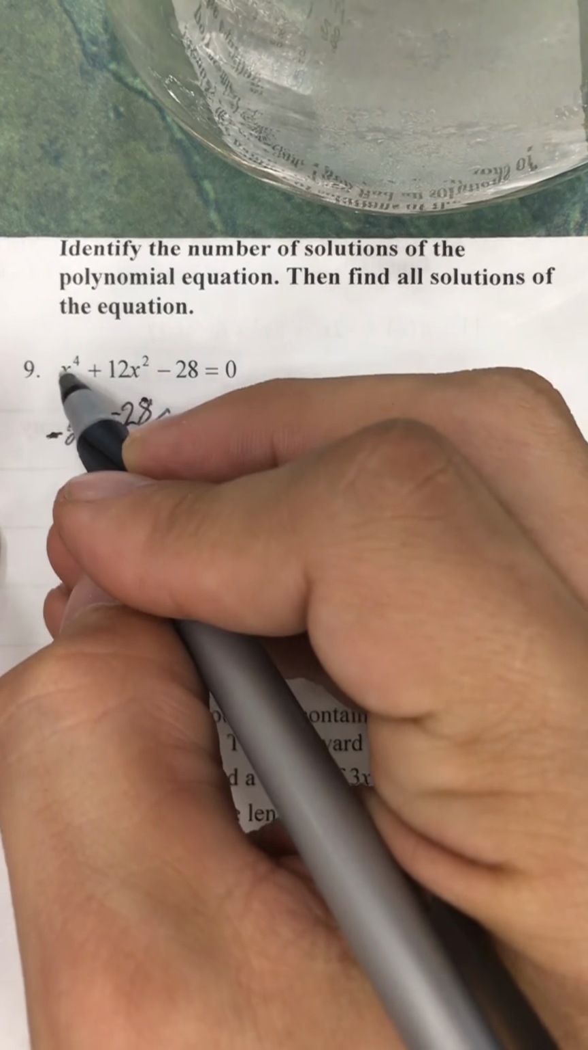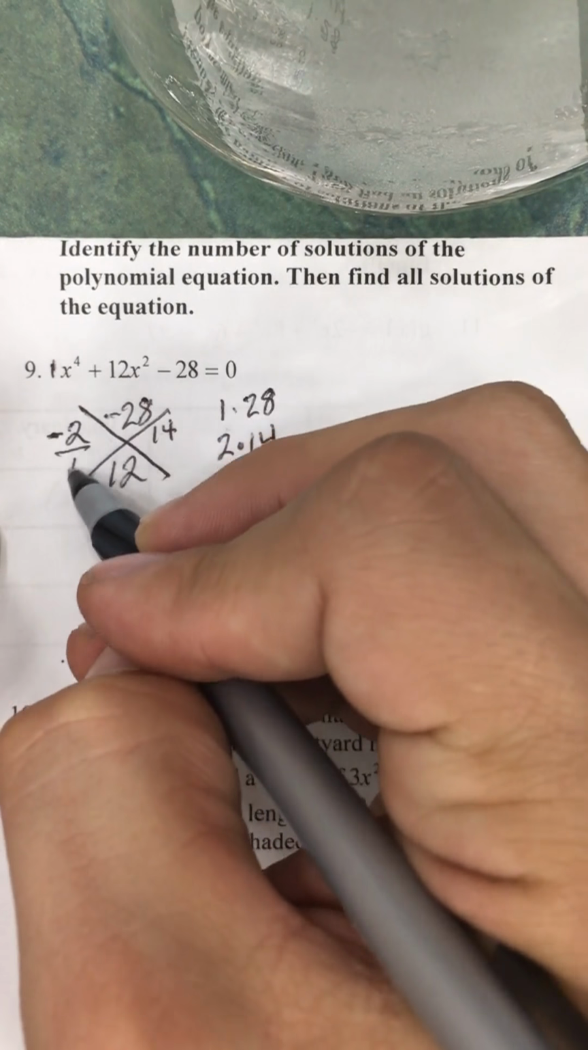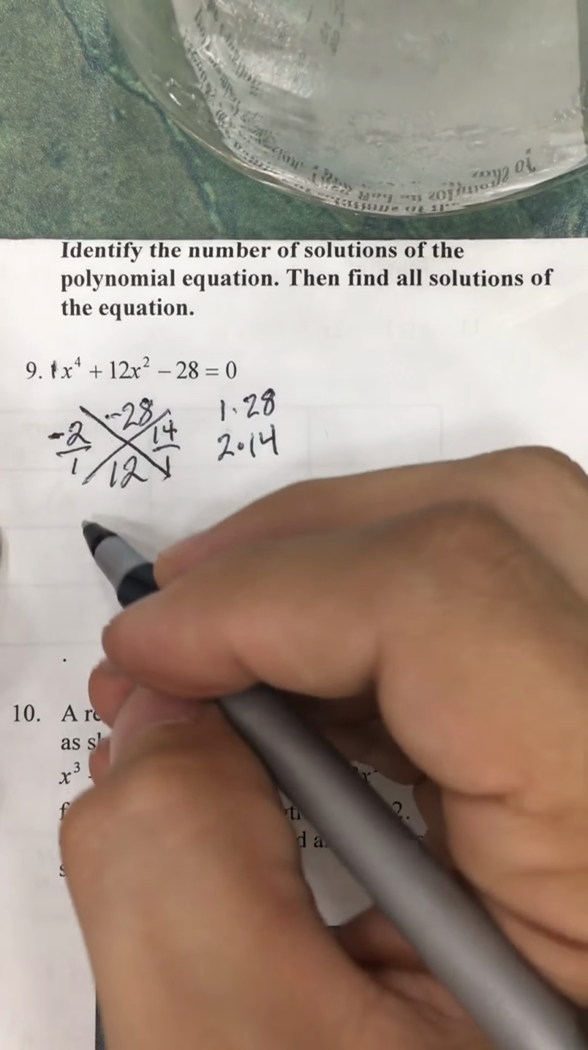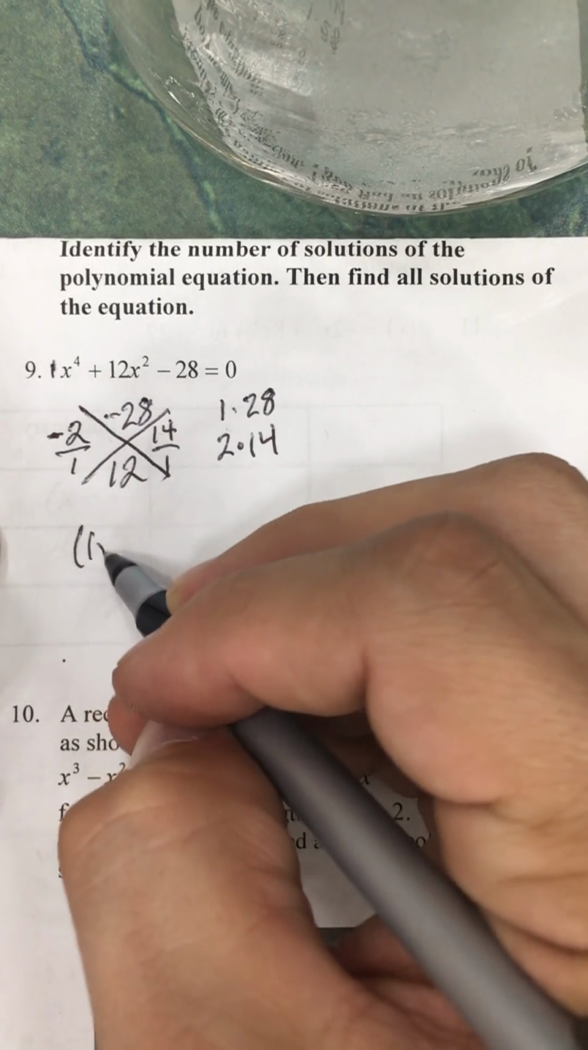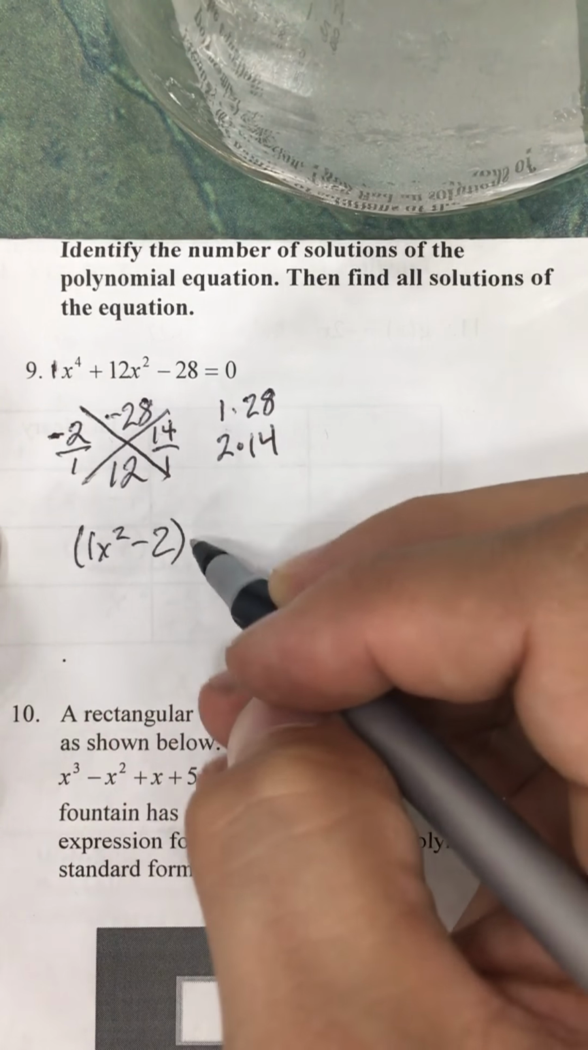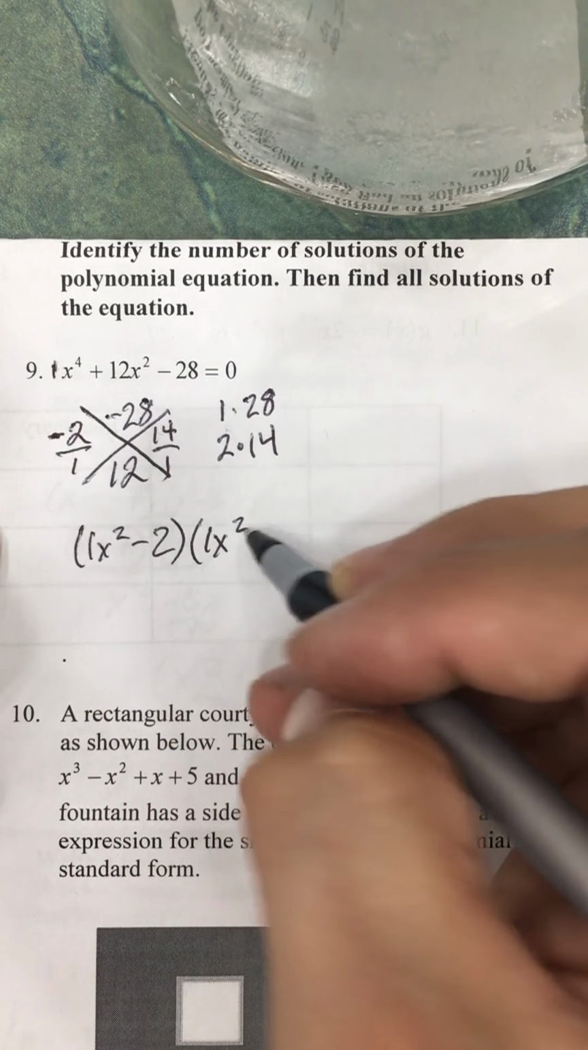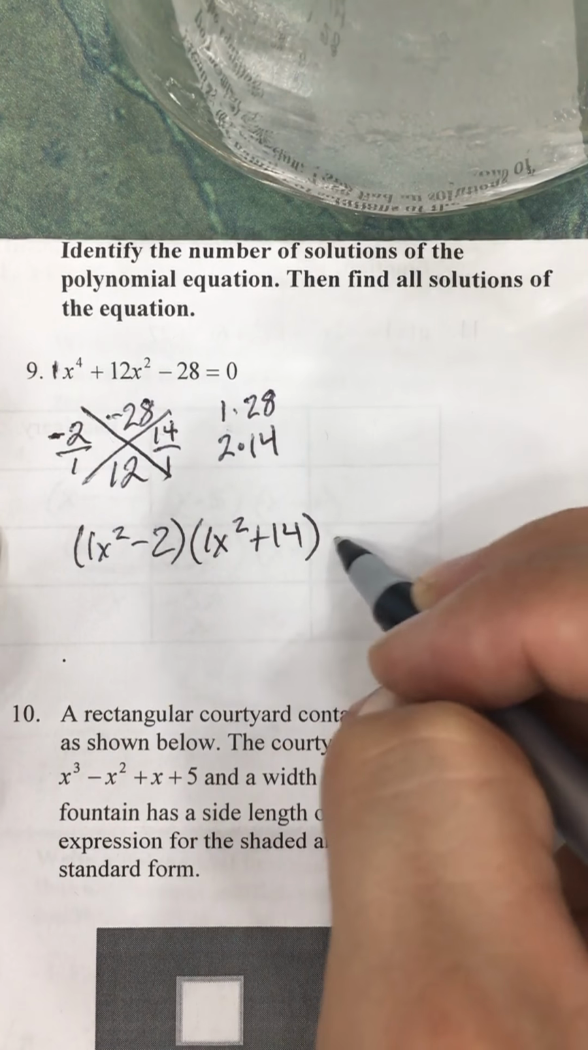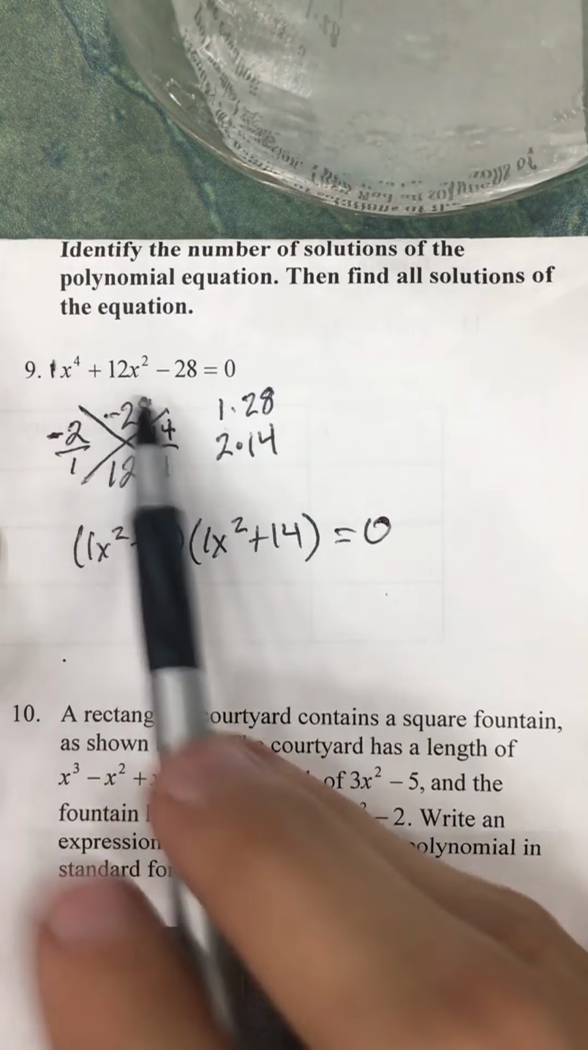Then I'm going to remember the number that's in front, which I'll put under 1, and what I'll have is 1 x squared minus 2 times 1 x squared plus 14. Then it says find all the solutions to the equation.